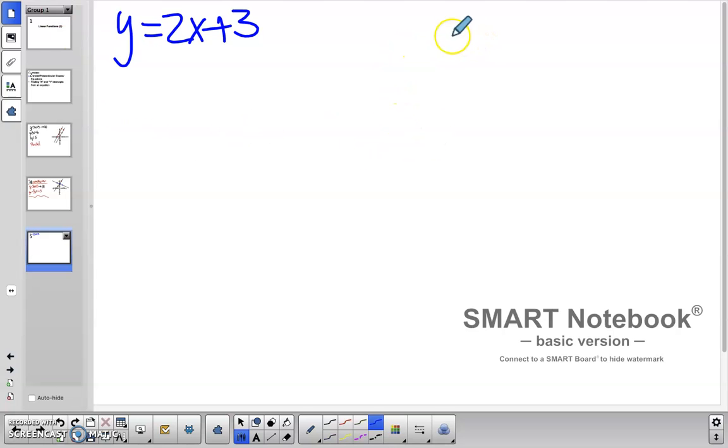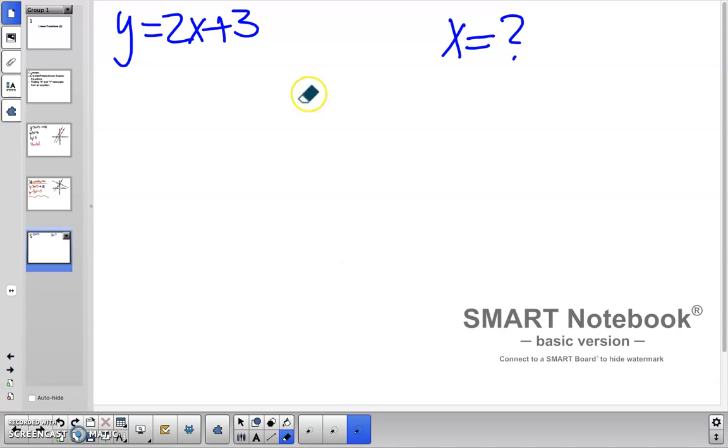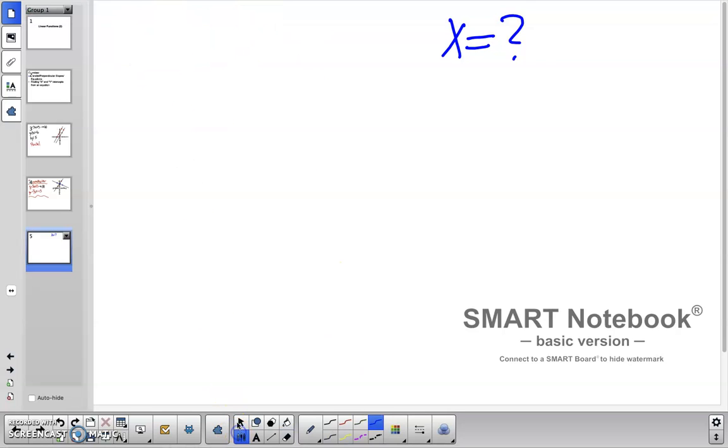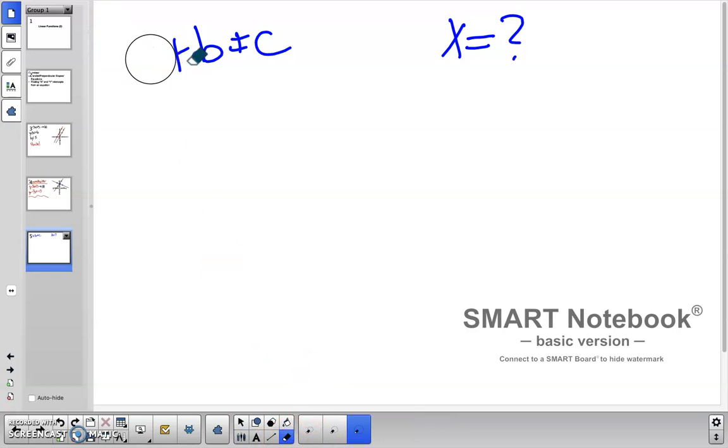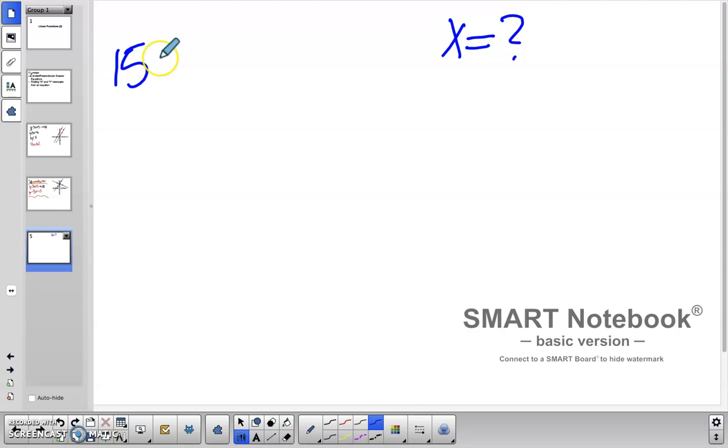But to find the intercepts, you need to make one variable 0. So say, for example, you're asked to find the x-intercept. Often they're going to give you the equation in standard form, which is ax plus by equal to c, but I will give you more depth into that in another video. So let's say I give you 15x plus 5y equal to 45.